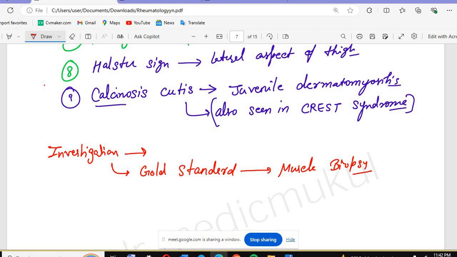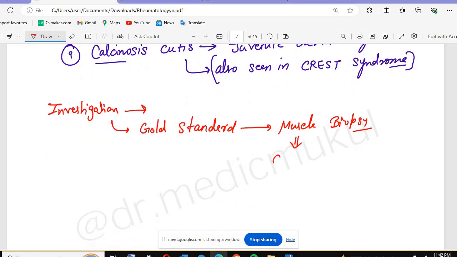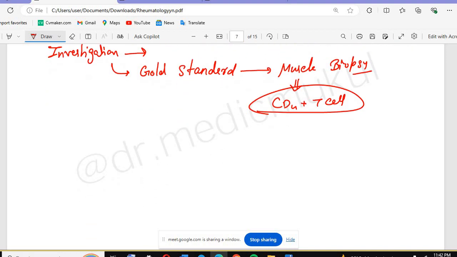And what you will see here, you will see the CD4 positive T cell would be present. And also remember, of course, muscle problem would be there, so there would be one marker. What kind of marker or enzyme would be there? The enzyme that will be raised here, that is the CPK, creatine phosphokinase.